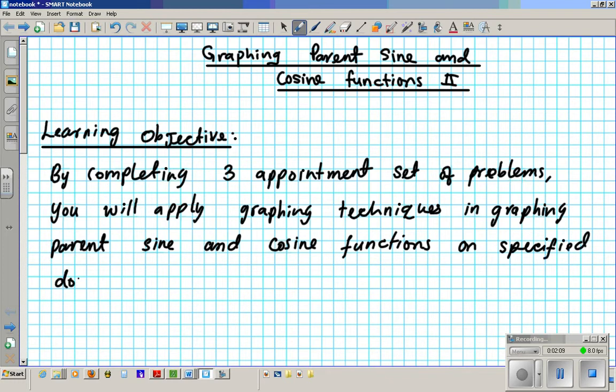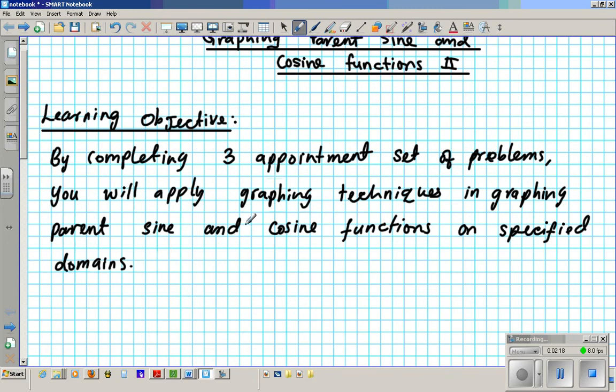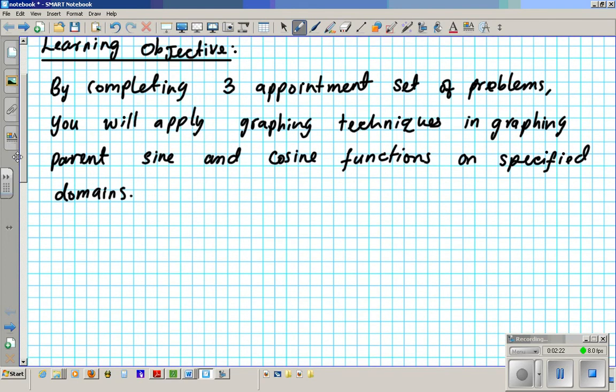So when you're doing the appointment problems, each problem set has 3, so there will be a total of 9 problems. So you're going to do 3 sets of 3. Okay. All right. So let's consider the following example. Let's write down the instructions first. So the instructions are as follows.